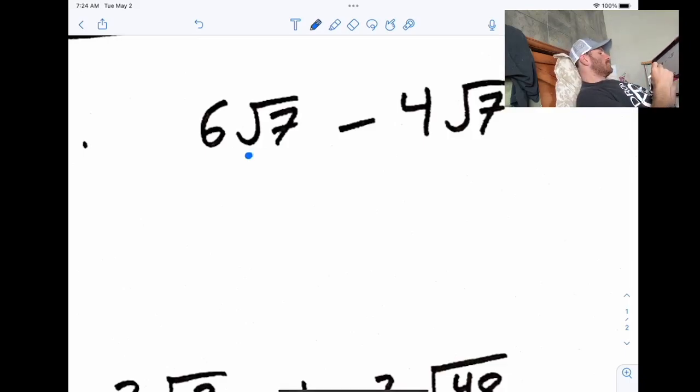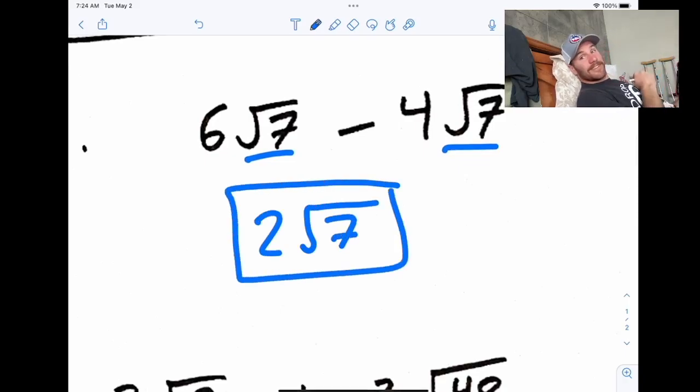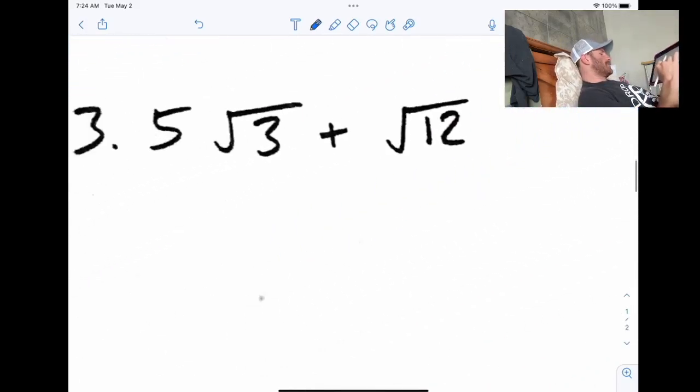All right, so our radicals are matched. It's already root 7. Oh, so all we have to do is do 6 minus 4. 6 minus 4 is 2, so we end up with 2 times the square root of 7. Ta-da! Not so bad, right? Not so bad.